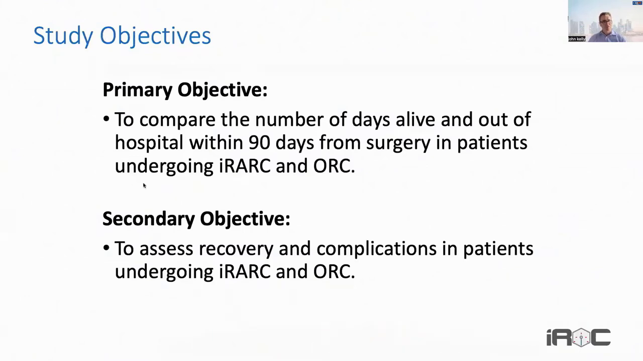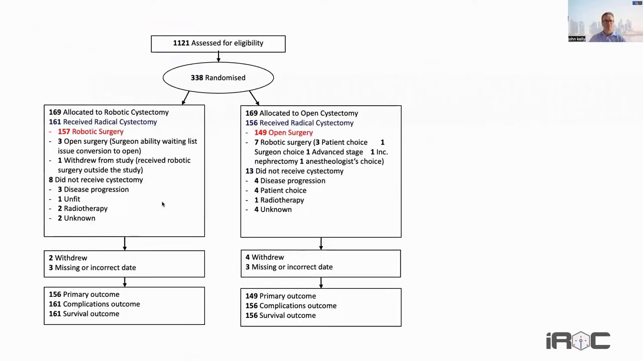The primary objective was to measure days alive and out of hospital. This is the concept of aggregating length of stay and readmission days as a measure of outcome for surgery. We measured up to 20 secondary outcomes, and these included recovery, quality of life, analgesia, mobility, etc. So IROC screened 1,000 patients and randomized 338 patients, approximately evenly across the two arms, open and robotic surgery. And very few patients did not receive their planned treatment.